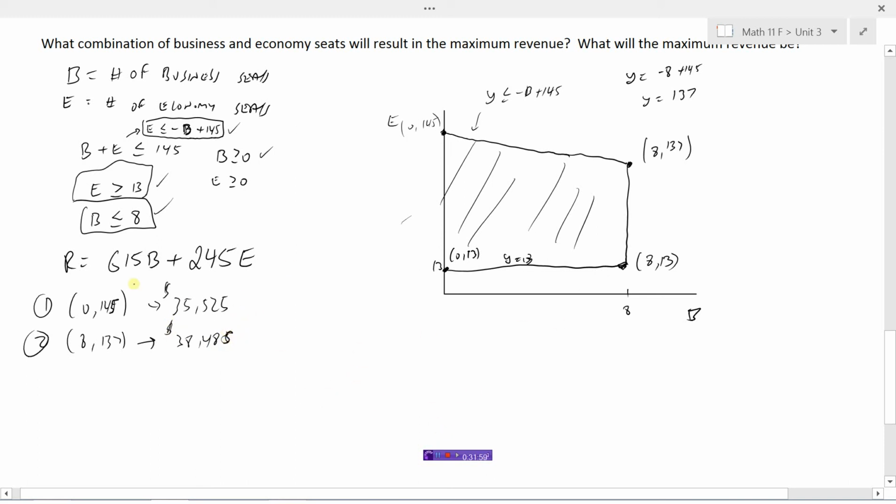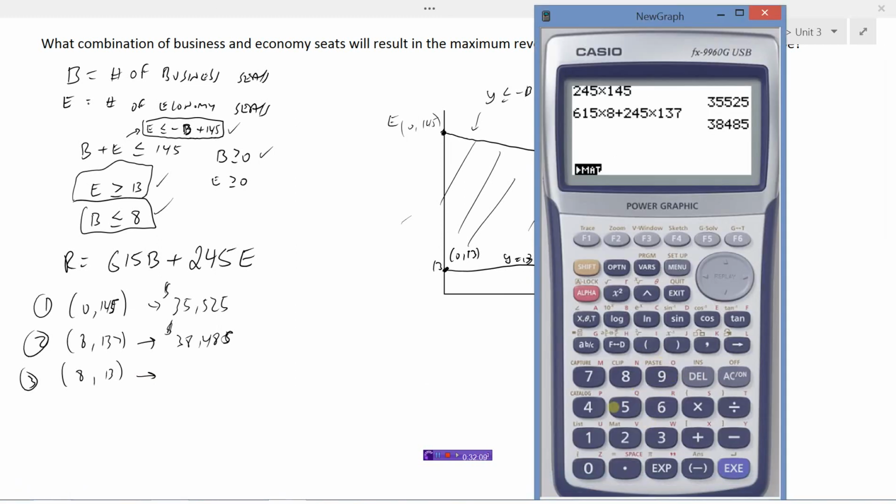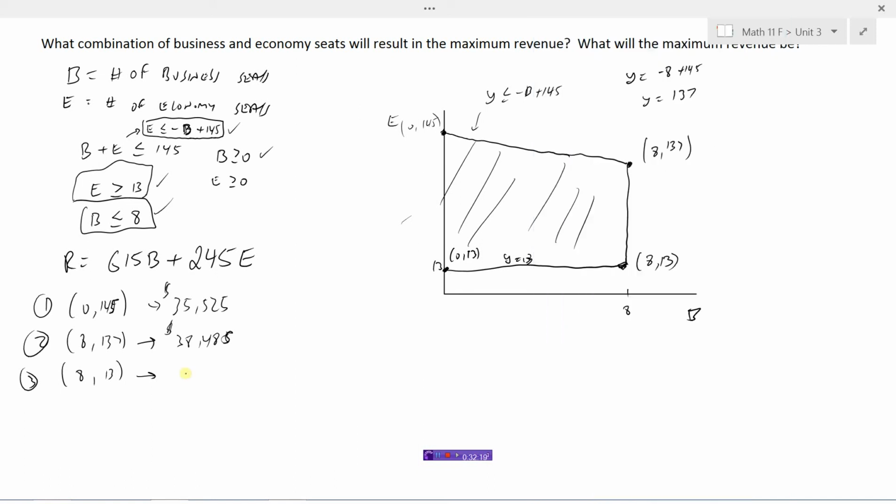And then we would try this one. Well, obviously this is not going to produce very much money. 8 business class seats, but only 13 economy seats. Not going to make much money here. $8,105. And then obviously point 4 would give us 0, which would be our minimum.